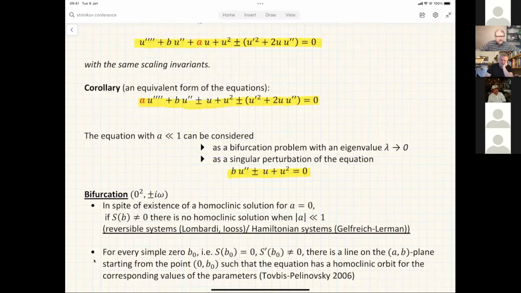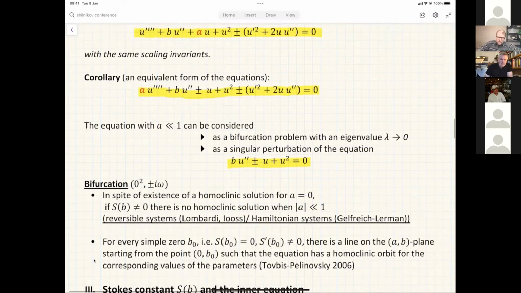On the other hand, in the context of exactly the equation which is shown here on the screen, not in the general setup, Tobis and Pilinovsky noticed that if the constant S depends on the parameter B, and parameter B changes, it's possible that the function S of B, the Stokes constant, changes sign. It has a simple zero. And then from this point, there is a line on the plane of parameters such that for every point on this line, the equation has a soliton. And outside of these lines nearby, there are no solitary solutions.